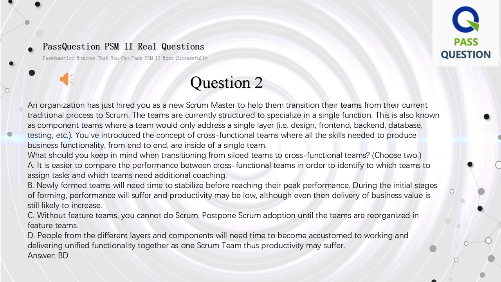D. People from the different layers and components will need time to become accustomed to working and delivering unified functionality together as one Scrum team, thus productivity may suffer. Answer: B, D.